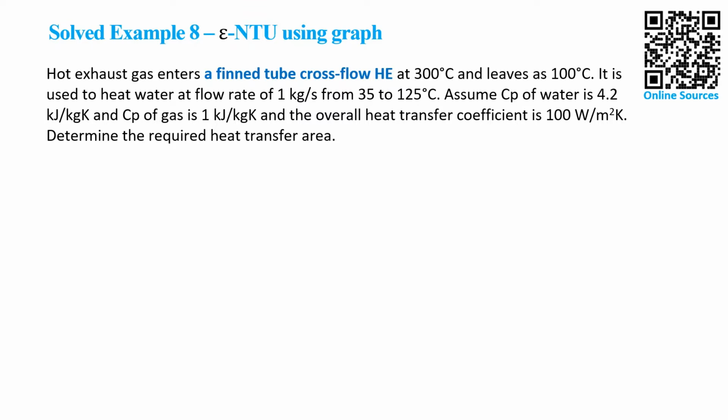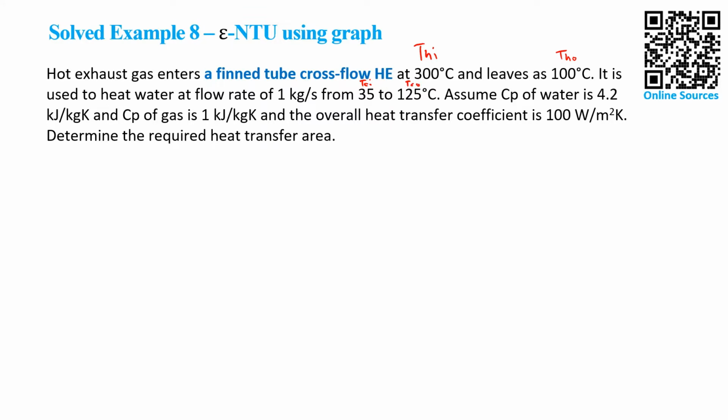Hot exhaust gas enters a fin tube crossflow heat exchanger at a temperature of 300 degrees Celsius. So this is T hot in, and it leaves at 100 degrees Celsius. So this is T hot out. It is used to heat water at a flow rate of 1 kilogram per second from 35 degrees Celsius. So this must be T cold in, and it exits the heat exchanger at 125 degrees Celsius. So this must be T cold out.